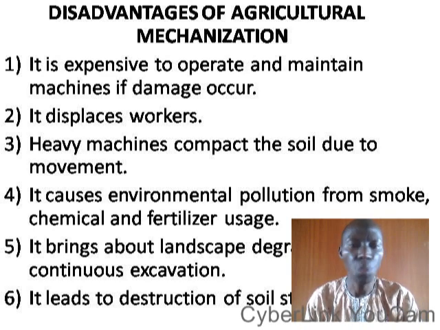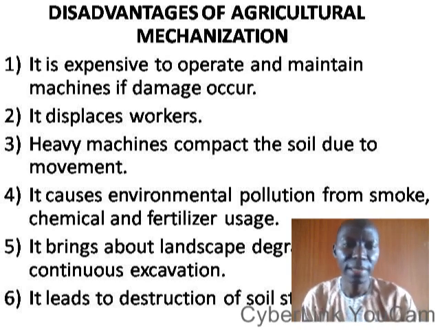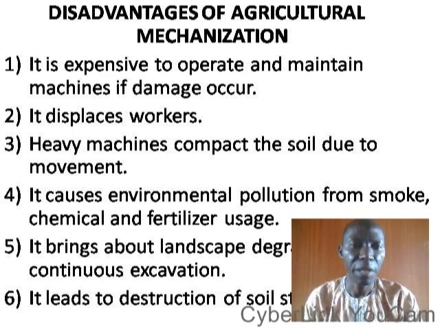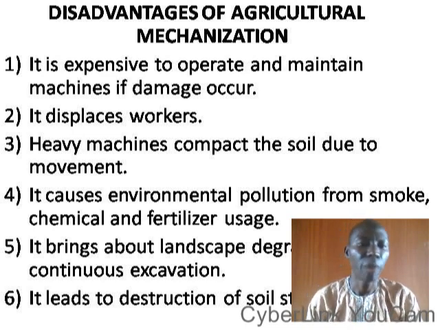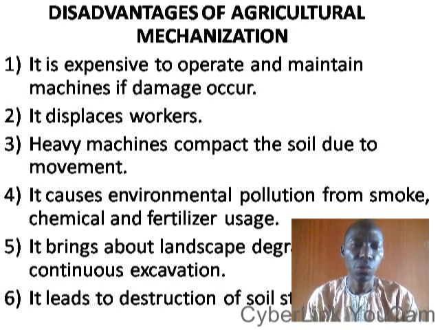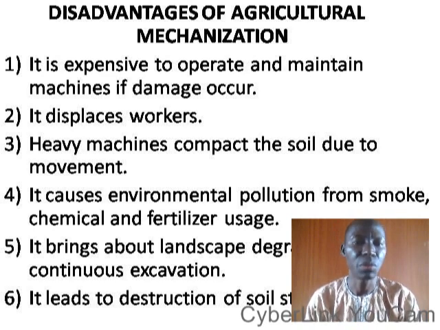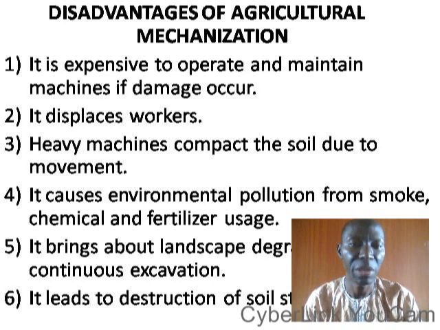2. It displaces workers. What we mean here is that, for example, in Africa where we have a high population, if machines are employed to carry out farm operations, the youths may not have enough work to do, because the work that would be done by humans will have been done with the machines.